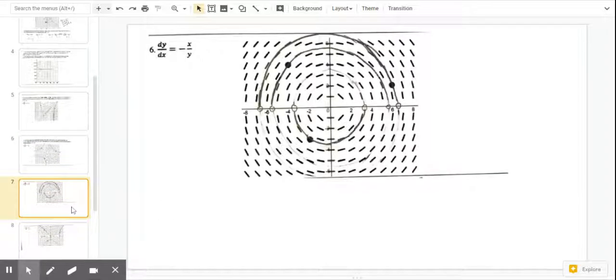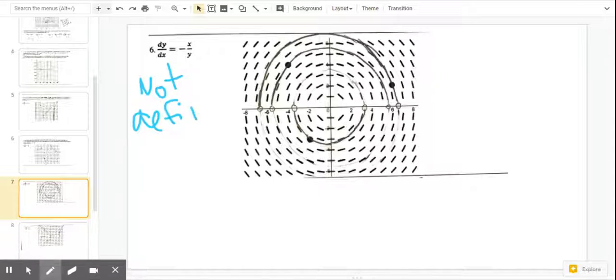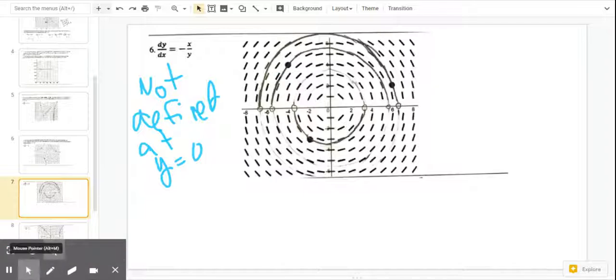7 is a little odd. So we've got dy dx equals negative x over y. We need to keep in mind that it's not defined at y equals 0, because then you would have a 0 in the denominator here. So they're giving us these points. Let's start with, I guess, this one down here.